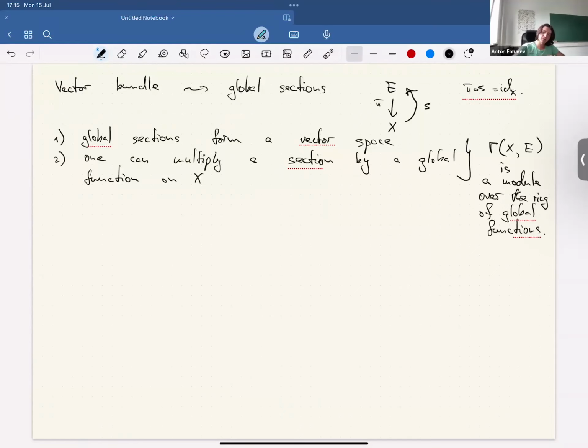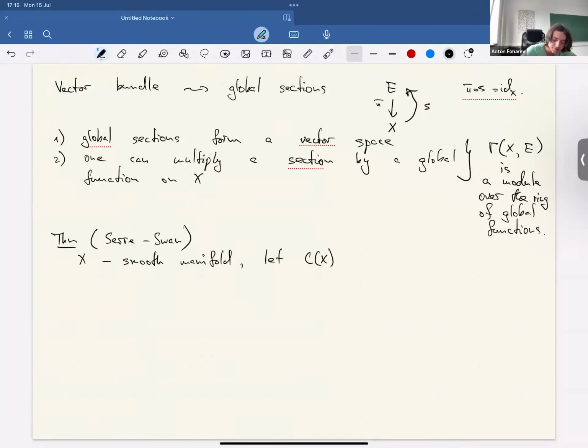And in a way, one can start a lot of things and start discussing algebraic geometry from the following theorem. This is a theorem which is usually attributed to Serre and Swan, or sometimes solely Swan. So let X be a smooth, differentiable manifold, not necessarily compact, and let C of X be the algebra of C infinity functions on X.